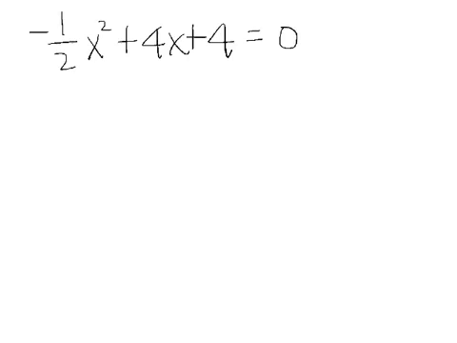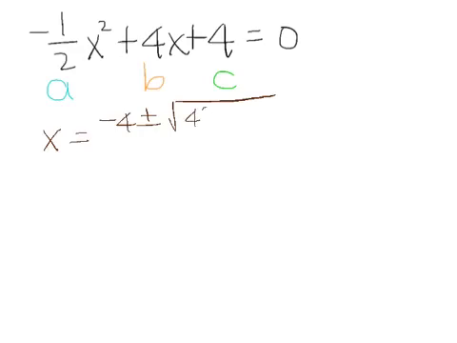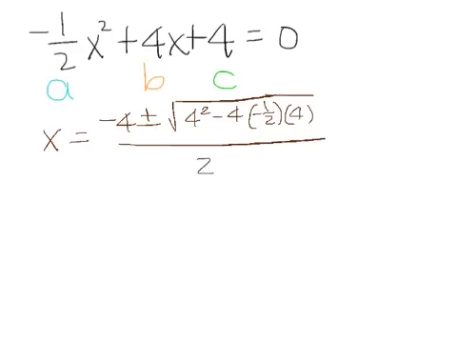So quadratic formula, this guy. We've got a, b, and c. So here's a, here's b, and here's c. Okay, so when I put all these together, what I'm going to end up with is x equals the opposite of b plus or minus the square root of b squared minus 4 times a times c, and all of that is over 2 times a.